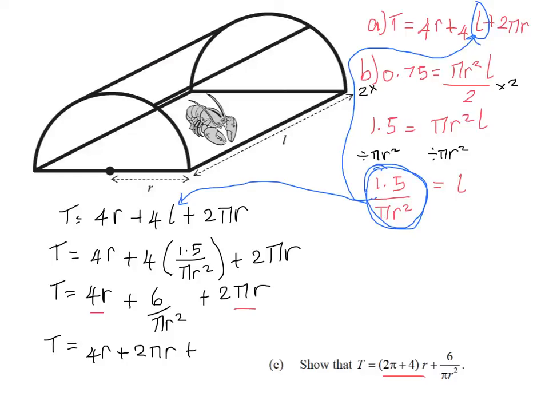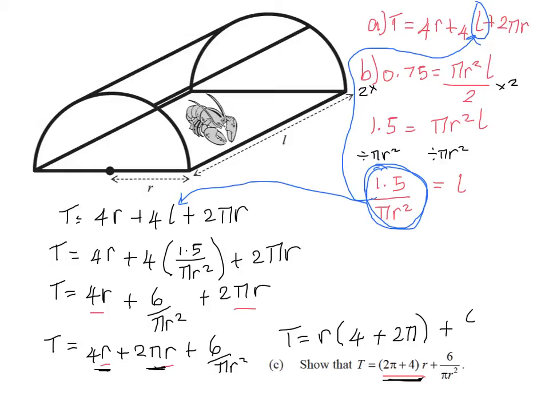Plus 6 over pi r squared. That I just rewrote. Now it's starting to look very similar to this. If I take out a common factor here between these two terms, r, what would happen? Well, I would get that t is equal to r, so I'm taking out that common factor, and I'm dividing 4r by r, and I get 4 plus 2 pi. So I just divided that by r, and I got 2 pi.